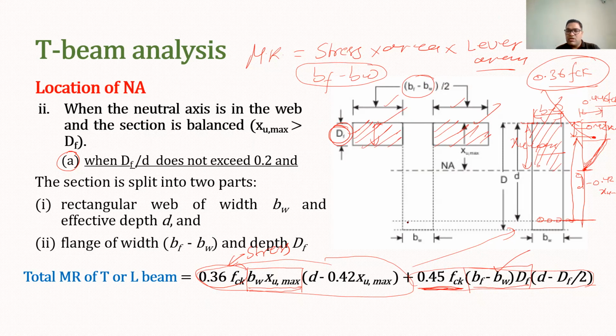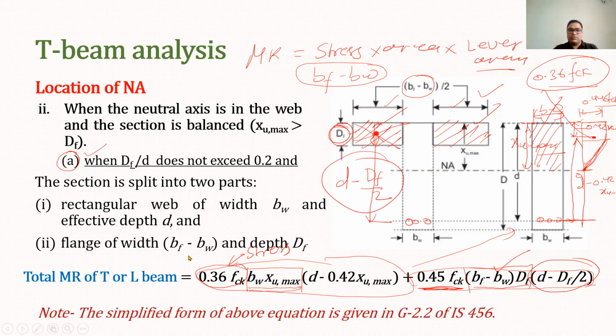So here also, lever arm will be the distance between the CG of bar to the CG of the flange. As you can see, CG of the flange will be at the center. So this distance and this distance here will be D minus DF by 2. So that becomes the lever arm in case of flange part. So this is how we get the formula of moment of resistance for this T-beam for case A.